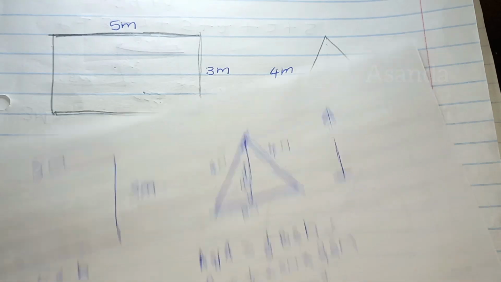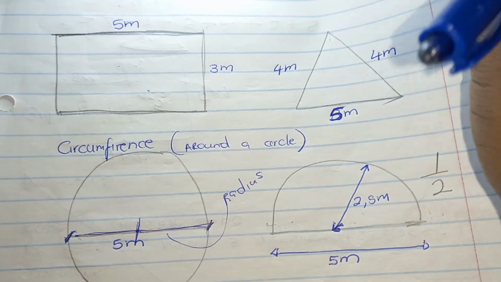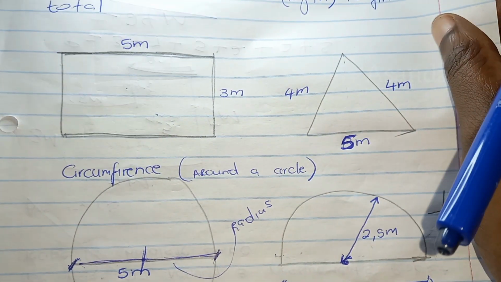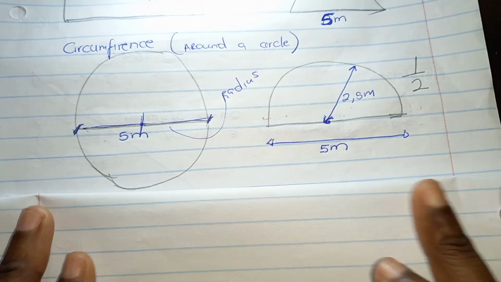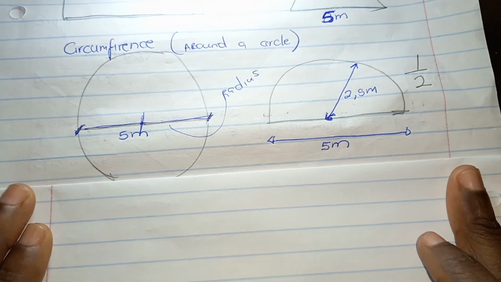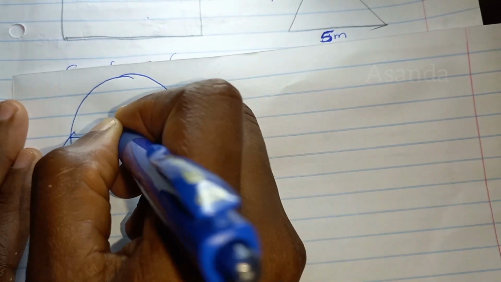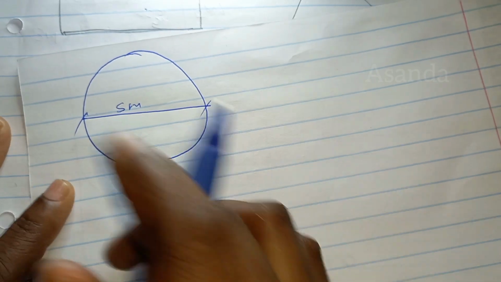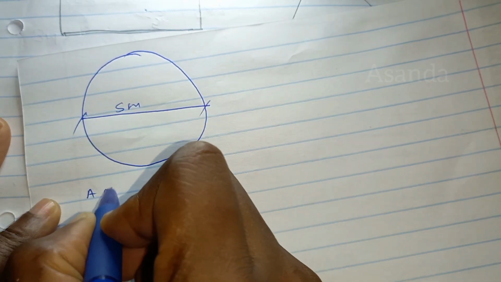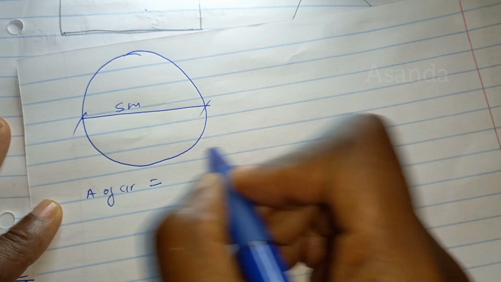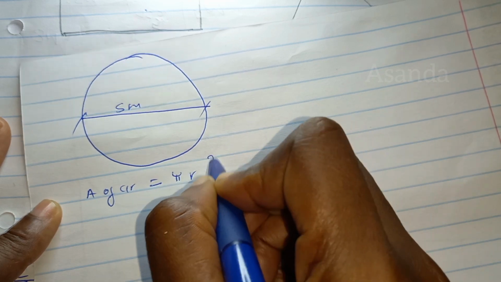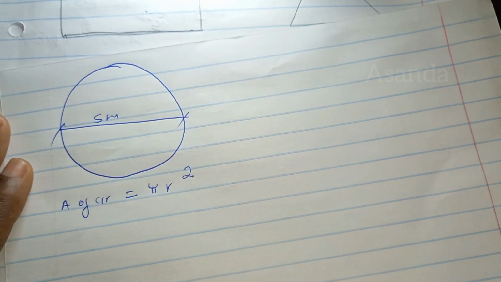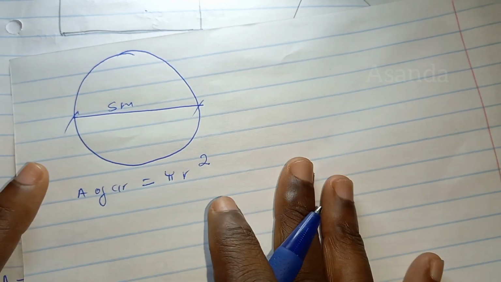Right? So now we're going to take a look at the area of a circle. We have the circle with the diameter, which is 5 meters. It says calculate the area of the circle. We will be given the formula, area of a circle is equal to pi r squared. This will be given to you, right? And then you're just going to substitute.